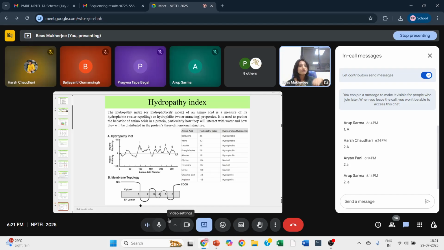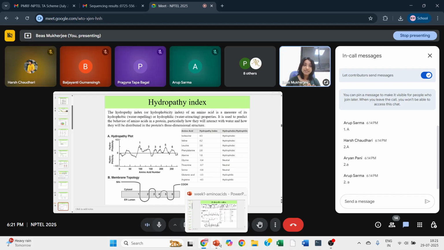So the list of all of these different amino acids is given, and which amino acids are hydrophobic? Mainly the ones that have a non-polar side chain. They are most hydrophobic. And the ones that have charged side chains or polar side chains are hydrophilic, because these groups can be charged and they can interact with water.